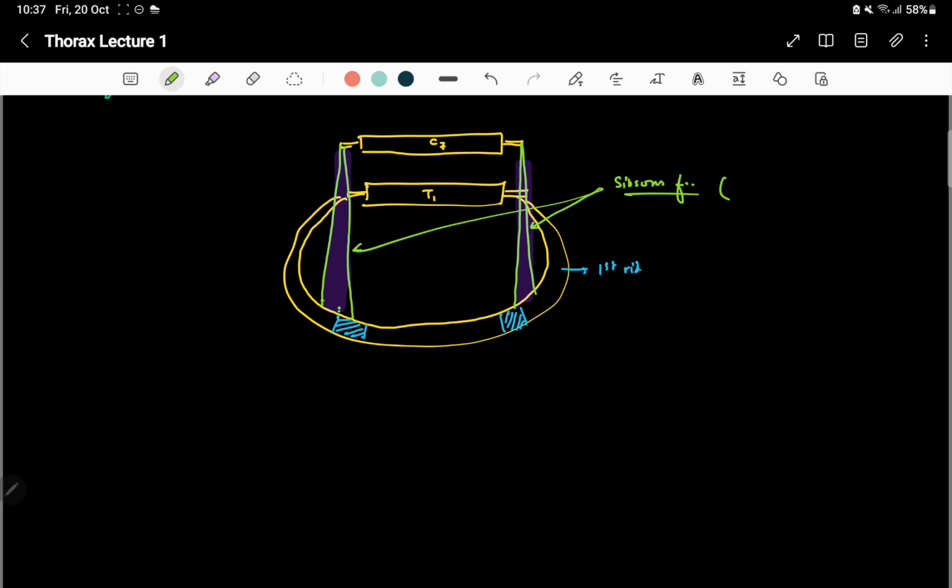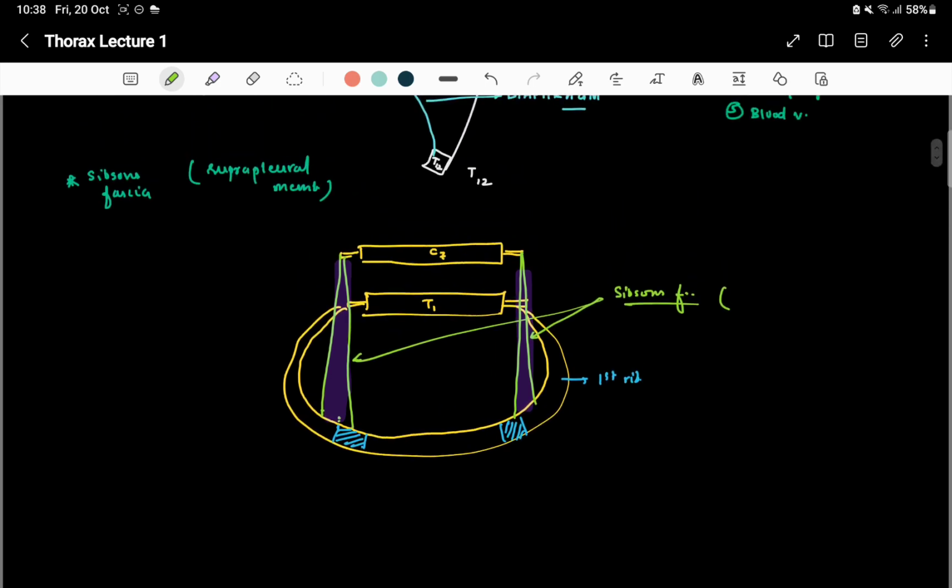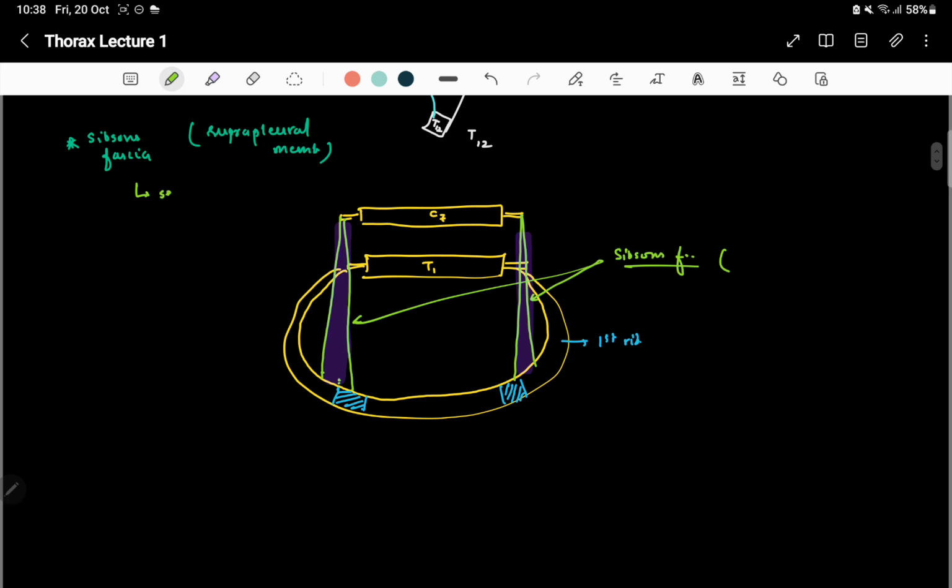Simpson's fascia is a tough triangular membrane which separates the thoracic cavity from your neck. This separates the thoracic cavity from the neck. Okay. Then it is a tough triangular membrane.